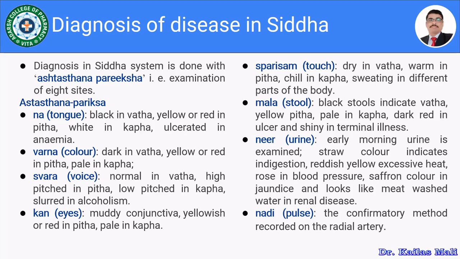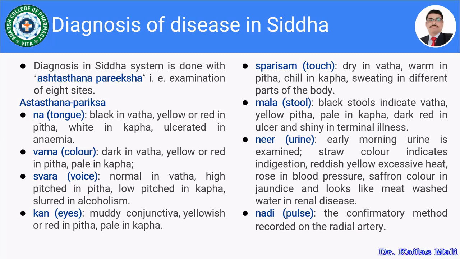So the very first one, Na, is also known as the tongue examination. Let us see how things are going to be examined. If the tongue is black in color, it seems the patient is suffering from vata. So mainly the color of the tongue is black in vata. The color of the tongue is yellow to red in pitta, white in kapha, and ulcerated in anemia. If there is any ulceration of the tongue, it seems the patient is suffering from anemia.